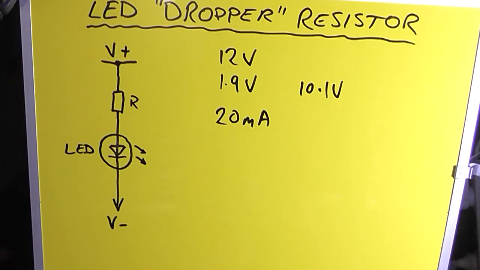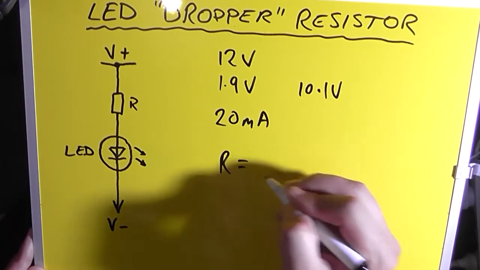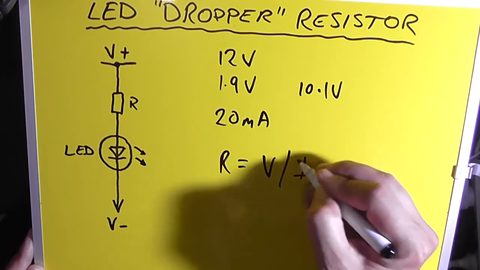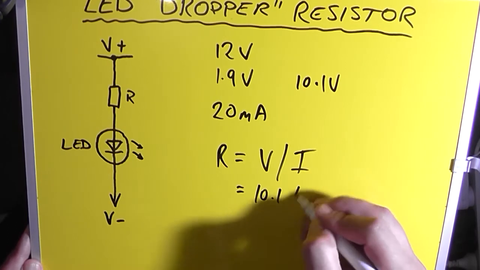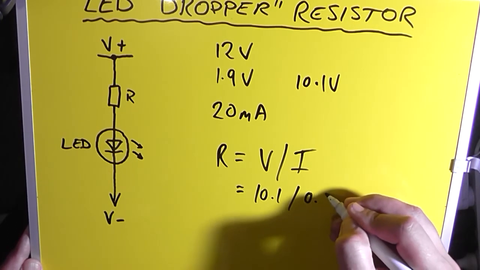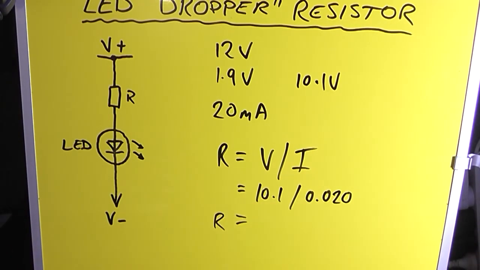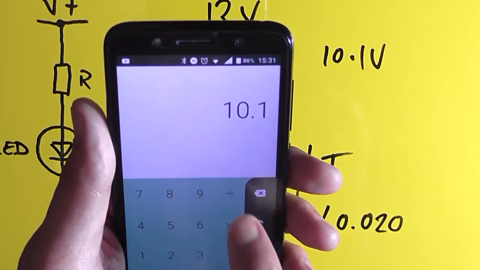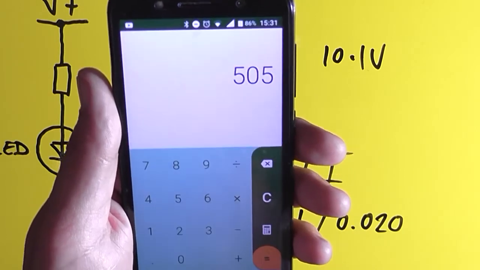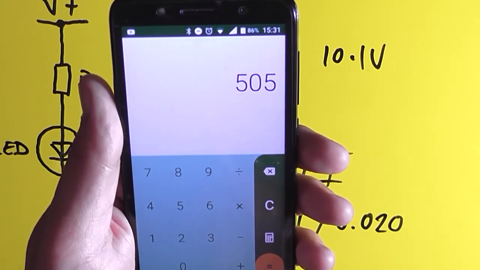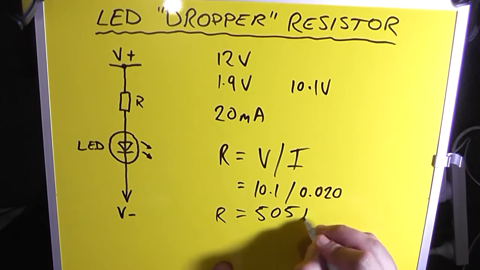So now we need to use the inverse function of Ohm's law, which is resistance equals voltage divided by current, which would be, in this case, 10.1 divided by 0.020, and that'll give us our resistance value. So we've already got 10.1 in there, so now all we're going to do is divide that by 0.02. We're looking at roughly 505 ohms. So our final resistor is going to be 505 ohms.